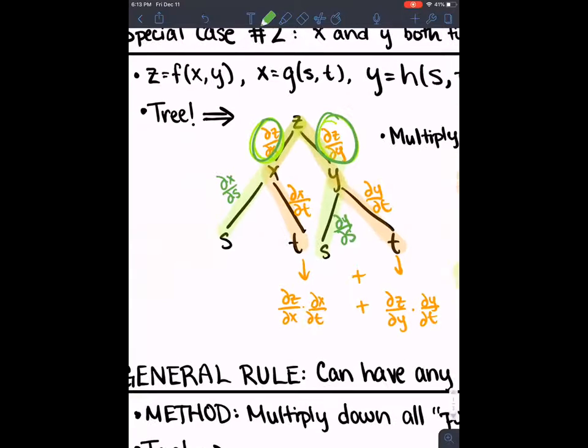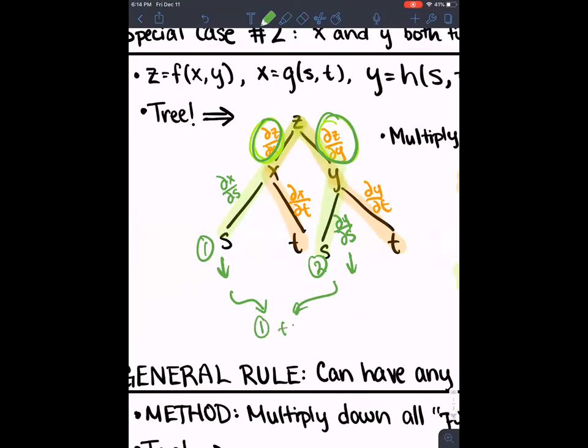So let me see if I can do this without getting it too crowded. I'm going to erase this part so you can see we do the same thing here. We multiply down this leg and this leg, and then we do 1 plus 2. Make sense?